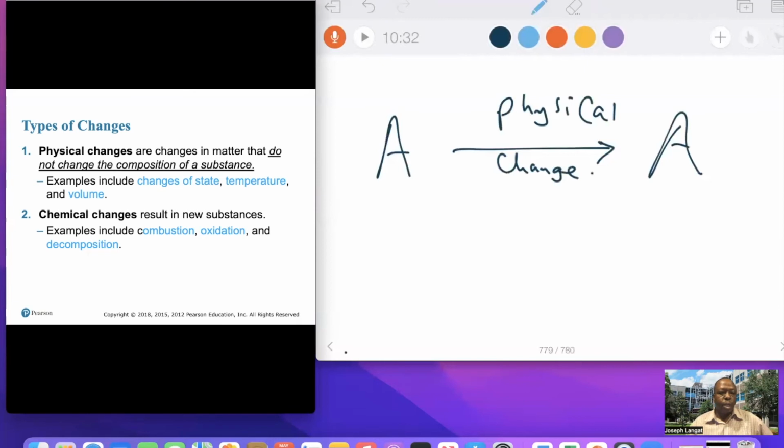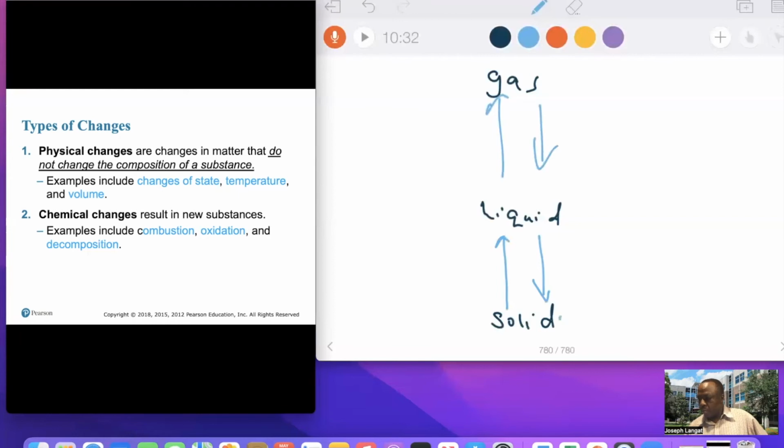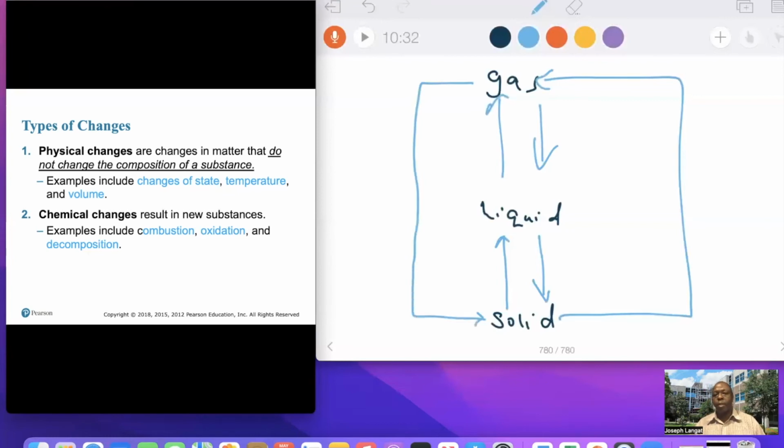If you want to know the types of physical changes, the most common is change of state. When we say change of state, we have gas, liquid, and solid. I want to highlight this. It may look simple. On my whiteboard, look at the diagram. I have one going up here and one coming down here. There is one going from solid to liquid. There is one change of state from solid all the way to gas without going through the liquid state, and from gas to solid without going through the liquid state.